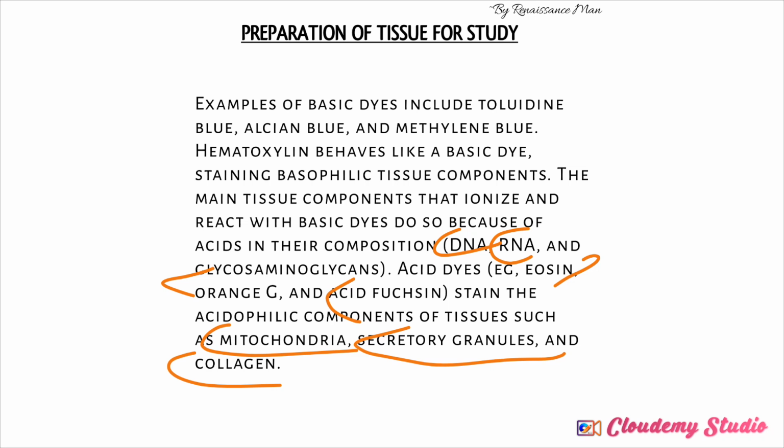These are the acidic dyes, but the most common stain that we use in histology is hematoxylin and eosin. They call it H and E. Hematoxylin, this one, and eosin. That is the one that we use most in histology. But we can use other ones as well, like toluidine blue, Alcian blue.